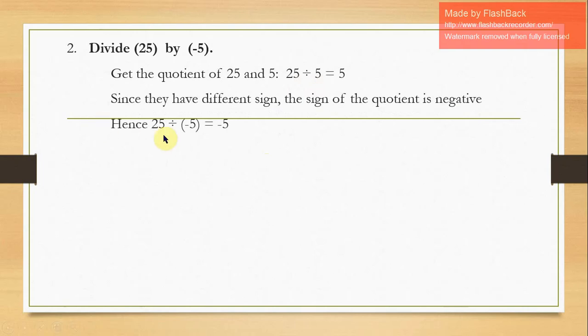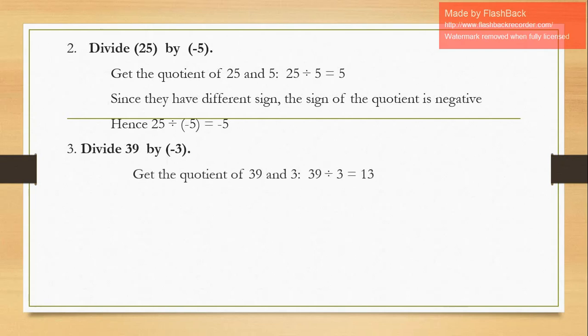Hence, 25 divided by negative 5 is equal to negative 5. The quotient is negative because the integers contain different signs. Last example for rule number 2. Divide 39 by negative 3. So, get the quotient of 39 and 3. That is 39 divided by 3, which is equal to 13.